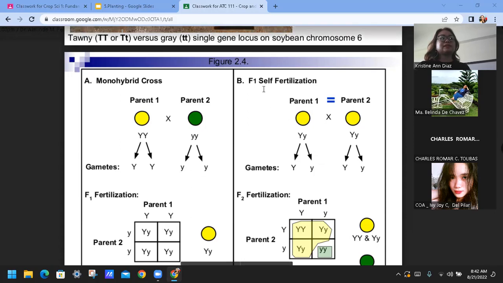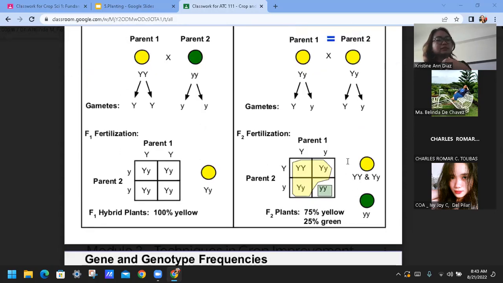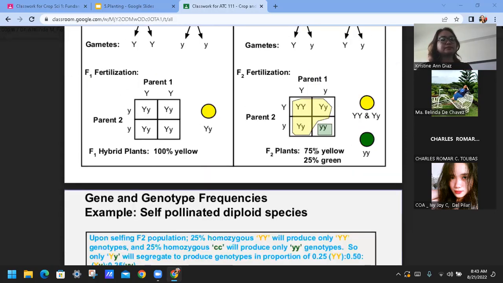Even sa first self-fertilization siya, so after ng parent, no? Parent monohybrid, this will be the first filial self-fertilization. So from parent one, so magiging ganito siya. And then for second filial fertilization, ayan. So, end result, you have 75% yellow and 25%.